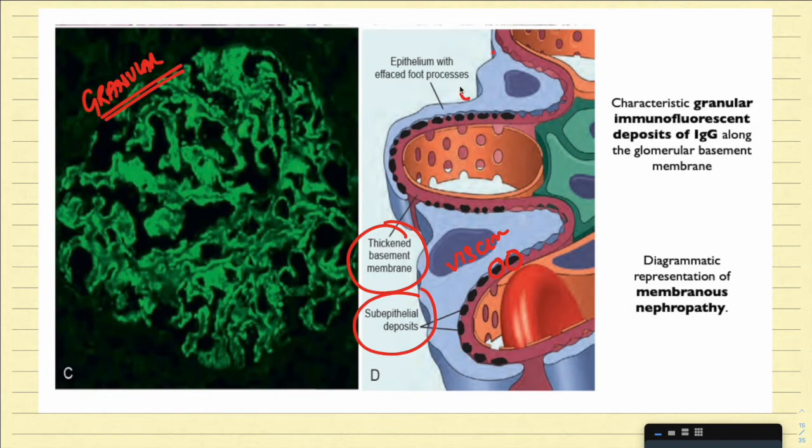So normally over here, they are thrown into folds like this. But over here, the foot processes are not seen. They are actually effaced, or they are flattened foot processes, as we can appreciate from this diagram. Okay.